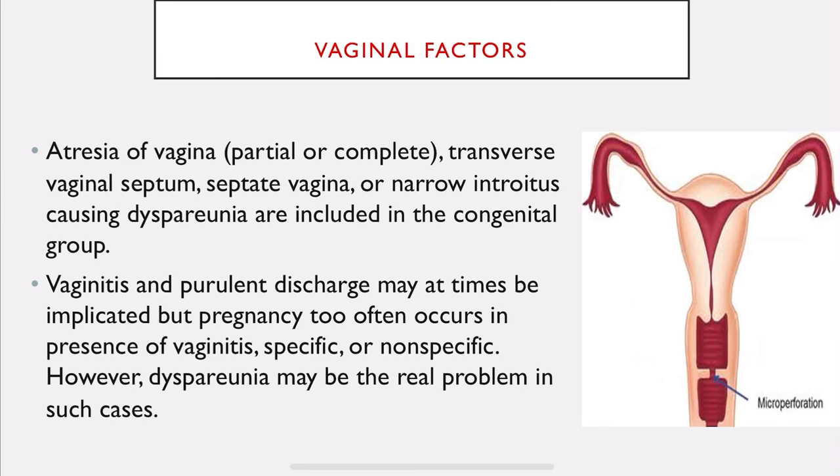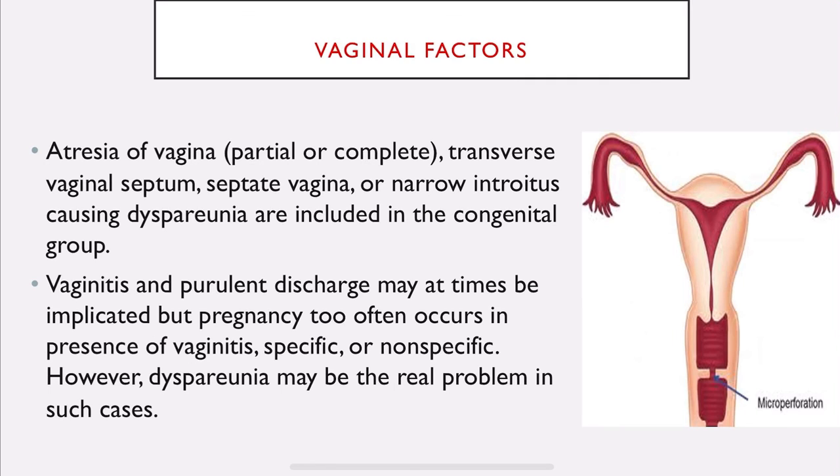These three things, that is the atresia of vagina, transverse vaginal septum, and the septate vagina, along with the narrow introitus, are causing dyspareunia. All these three are included under the congenital causes. These could be by birth.